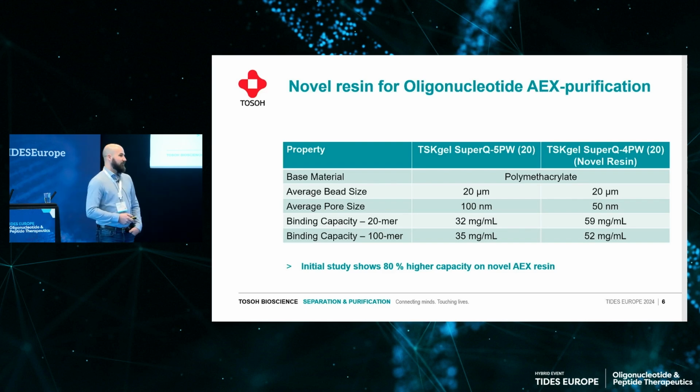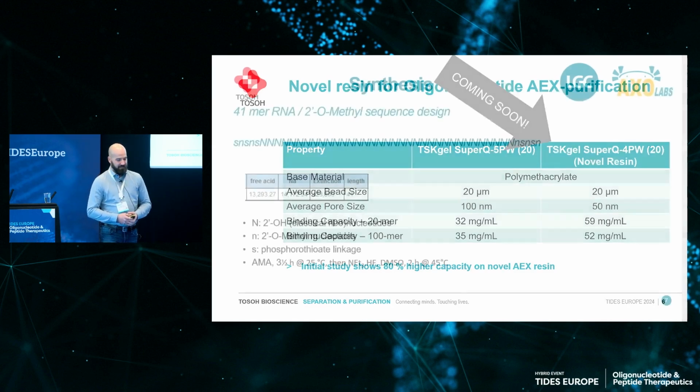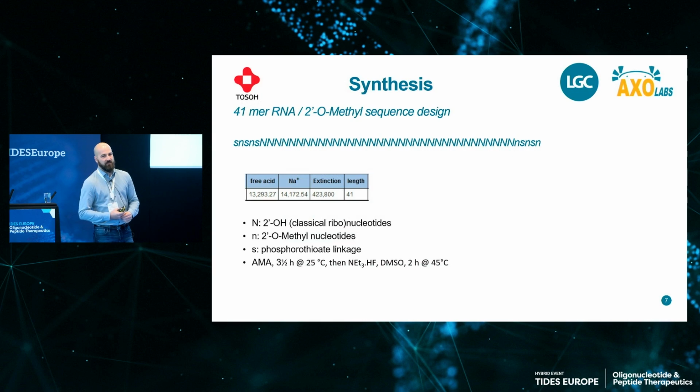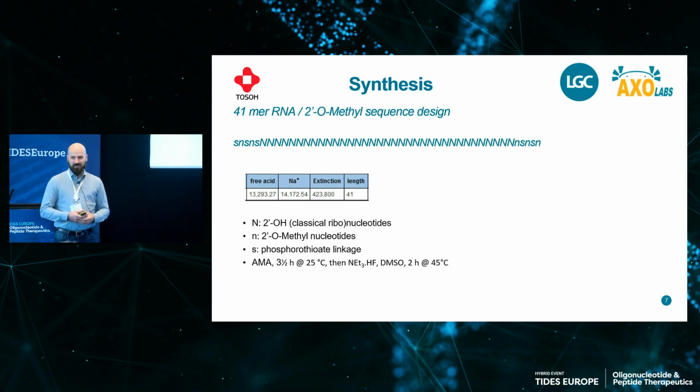So we provided a prototype of this resin to many partners in the industry. And I want to thank LGC Axolabs, so especially Martin Kögler in Kulmbach. He did a very nice study, and he and the management allowed me to present a couple of those slides here, so thanks to them. So in this case study here, it was a 41-mer RNA with 2'-O-methyl endings on both of the sides. Unfortunately, we couldn't show the exact details of the sequence, so that was something that was just briefly edited out beforehand, but it's a 41-mer RNA.